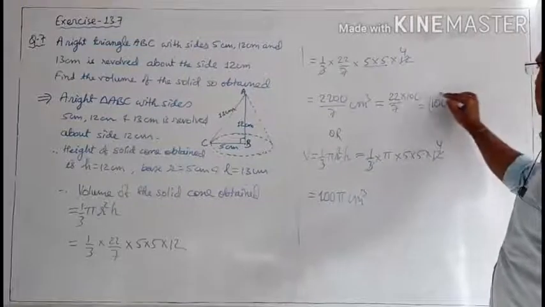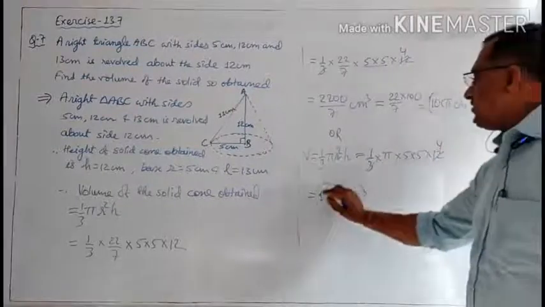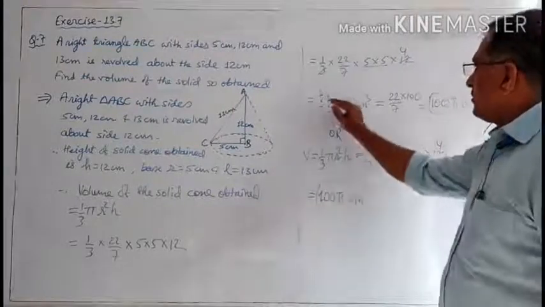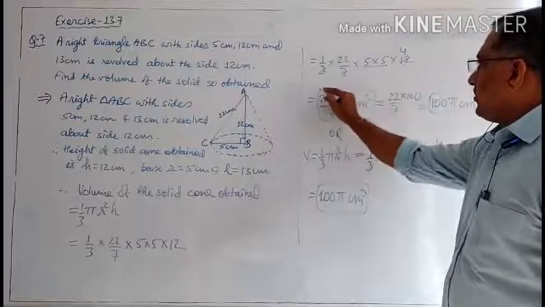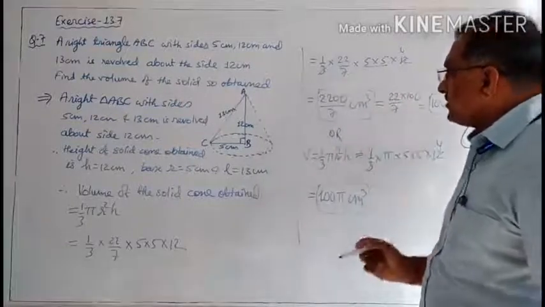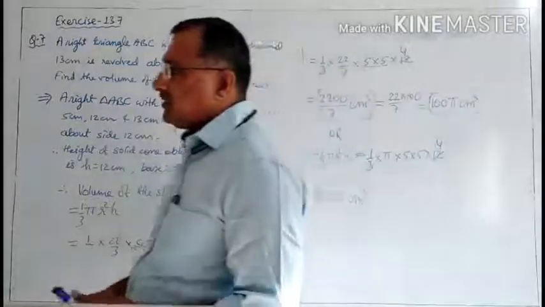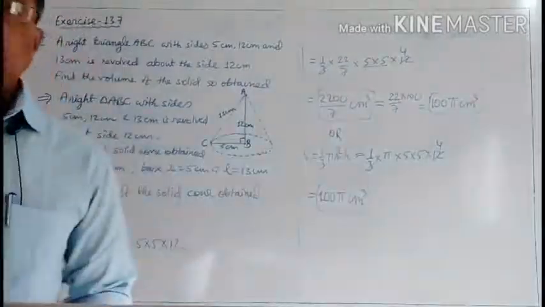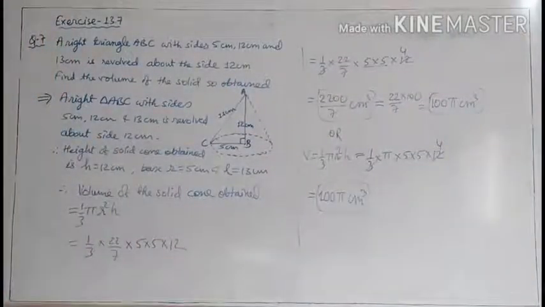So sometimes when it is asked in terms of pi, we can find in this way, or if it is asked to take pi is equal to 22 by 7, then we can say 2200 divided by 7 centimeter cube. So now we will take the next question.